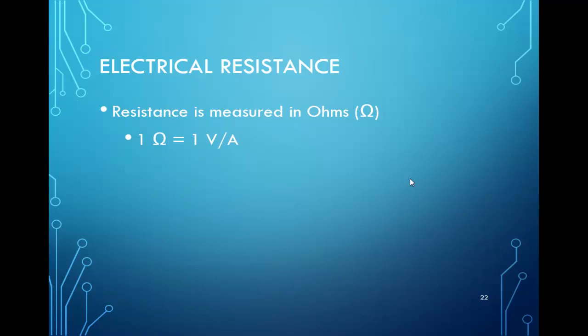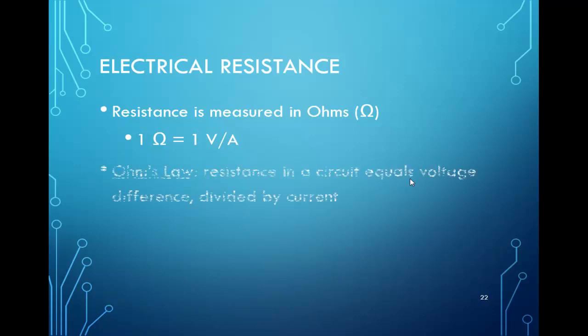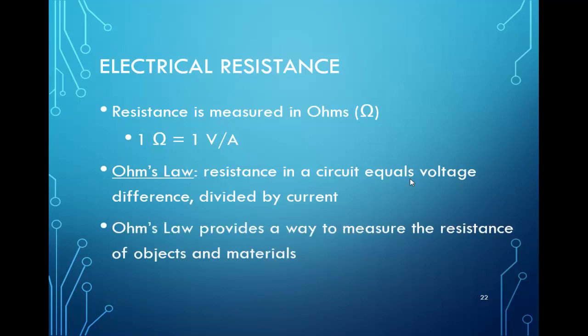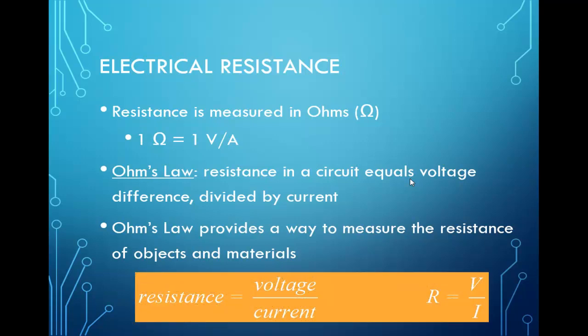And we say that according to Ohm's law, 1 ohm equals 1 volt divided by 1 ampere. Ohm's law: the resistance in a circuit equals the voltage difference divided by the current. Ohm's law provides a way to measure the resistance of an object and materials. We have to know that Ohm's law is R equals V divided by I. It is a very important law, very important. You have to save it to solve problems. R is the resistance, V is the voltage, I is the electric current.